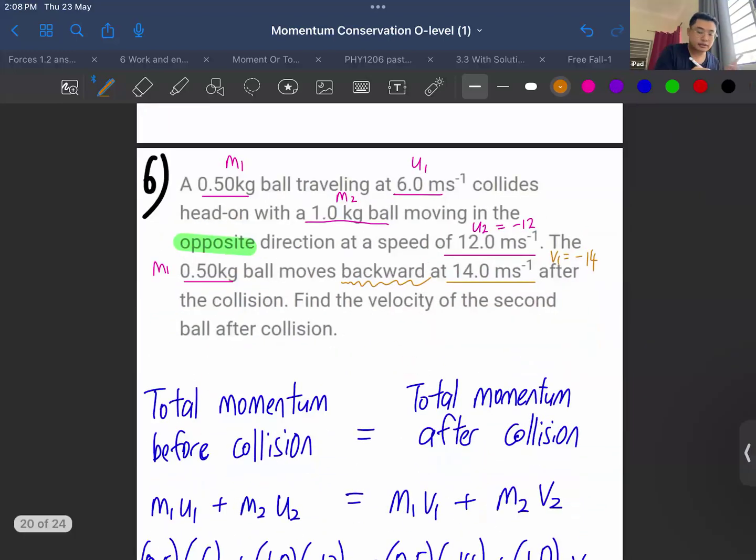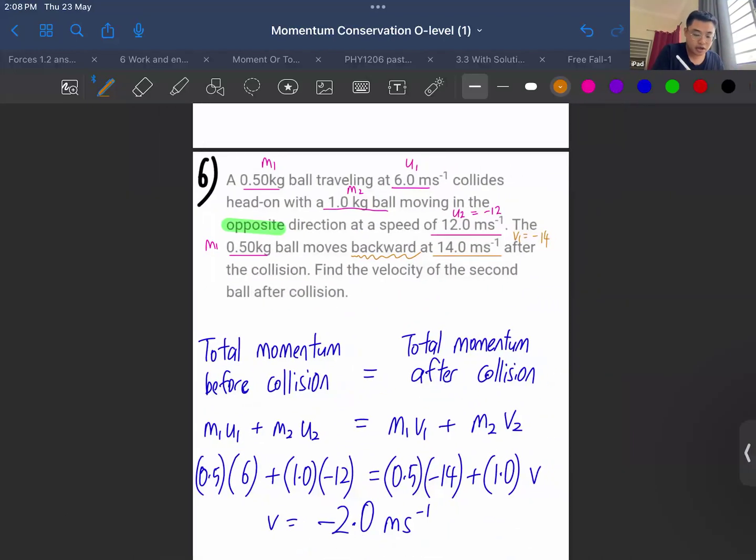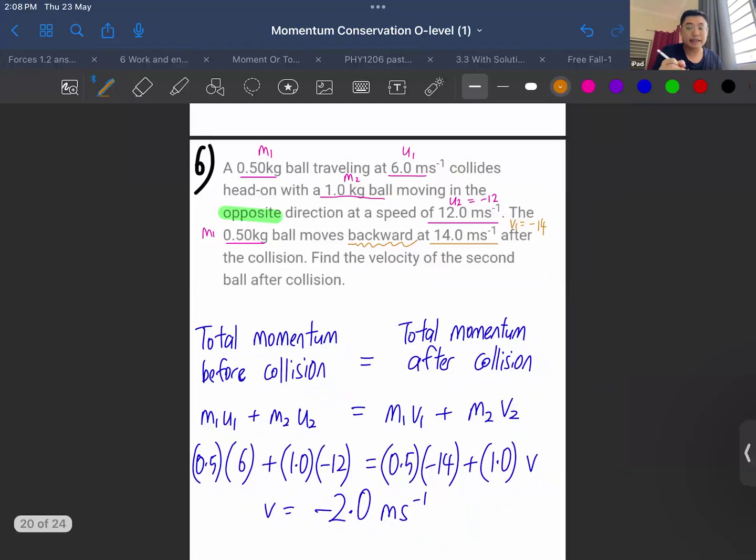Seriously, normally I need the student's help to write down the negative sign at the beginning. That means before they even started to solve the question, they should have jotted down that the U2 is negative 12, the V1 is negative 14. Without the negative sign, later on everything will be wrong.